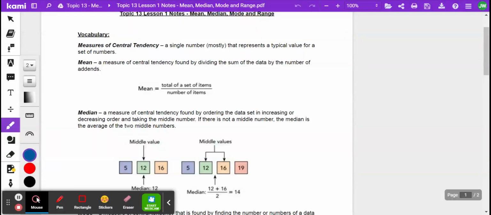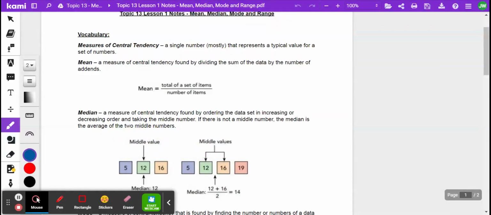Hello, we are going to begin topic 13, which is measures of central tendency, and our first lesson is over how to find a mean, median, mode, and range. So, a measure of central tendency, we have some vocabulary on this first page, is a single number that represents a typical value for the set of numbers, and there are four different ways of figuring that.